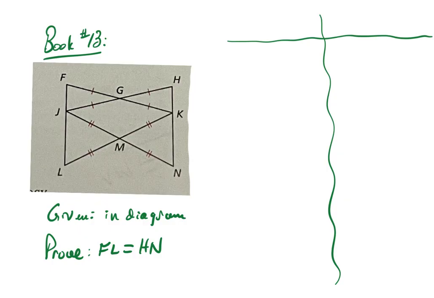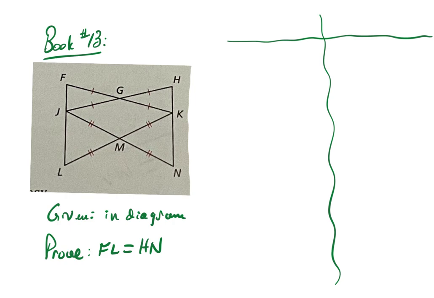I'm going to move on to my next example, which is the book problem number 13 from section 5.7. Once again, they give us a picture with a lot of information on it. Lots and lots of information on it. And we're supposed to try and prove that the distance from F to L and the distance from H to N are the same, are equal.